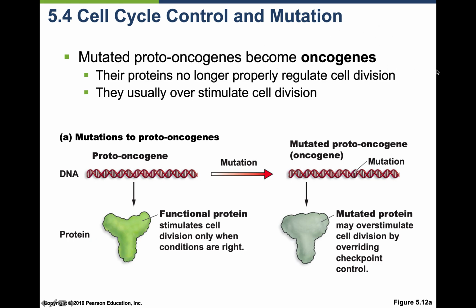They no longer have the ability to regulate cellular division. Not only do they not regulate it, they usually overstimulate cellular division. So here's your regular, healthy-looking proto-oncogene. Everything's great, DNA is replicating wonderfully. Then you get this mutation, and you see, like in this example, this valley that's present in this protein is no longer here. And this may lead to overstimulation of cellular division as it's overriding the checkpoints.